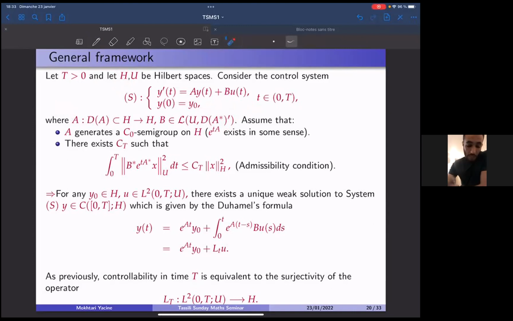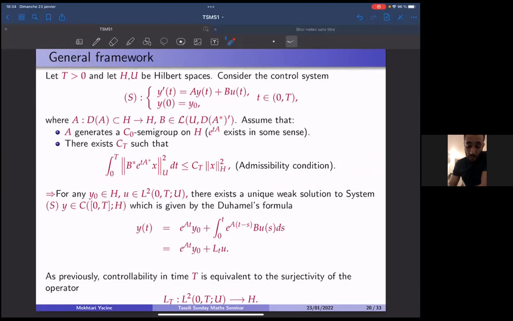And my assumptions are the following. I will assume that A generates a C0 semigroup in H. That means that the exponential of this operator exists in some sense. And I will assume also that the adjoint of the control operator, this is just the adjoint of LT in the previous slides, is a bounded or continuous operator from L2(0,T;U) to H. And this makes sense of the computation.